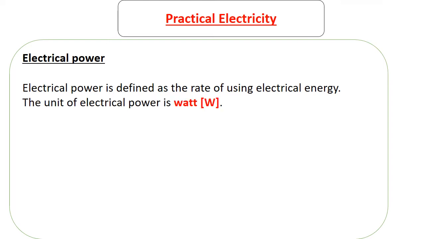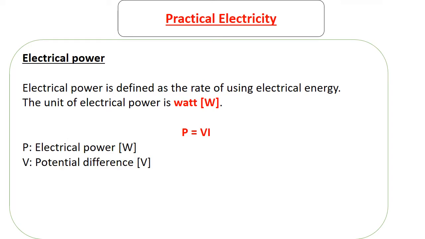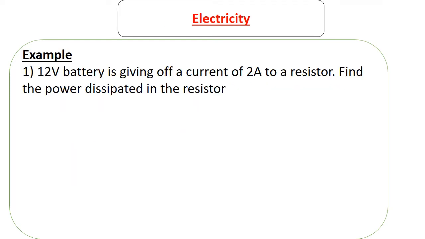So the unit of electrical power is the watt, represented by capital W. The formula for power is voltage times current. That is the formula for power. P is the electrical power in watts, V is the potential difference or voltage or EMF, and I is the current. Let's take a look at this example.